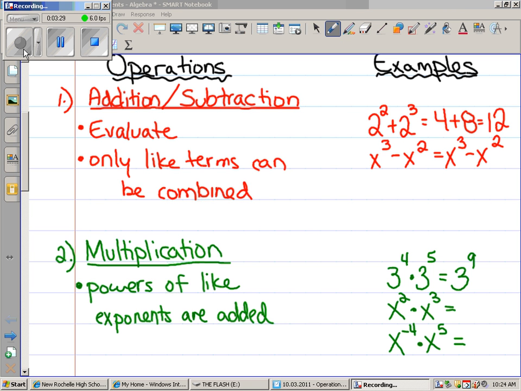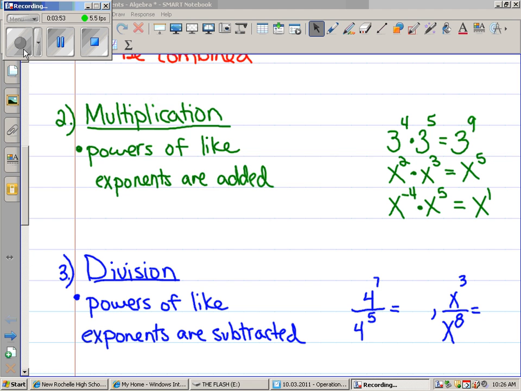What about x squared times x to the 3rd? How much do you think that is? Alexis. x to the 5th, excellent. And how about x to the negative 4th times x to the 5th? Very nice. x to the 1. Great job, Jessica. x to the 1 is the same thing as saying x. Perfect.